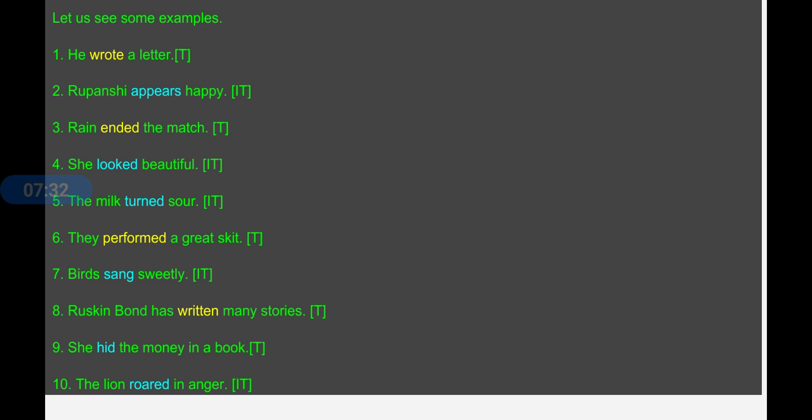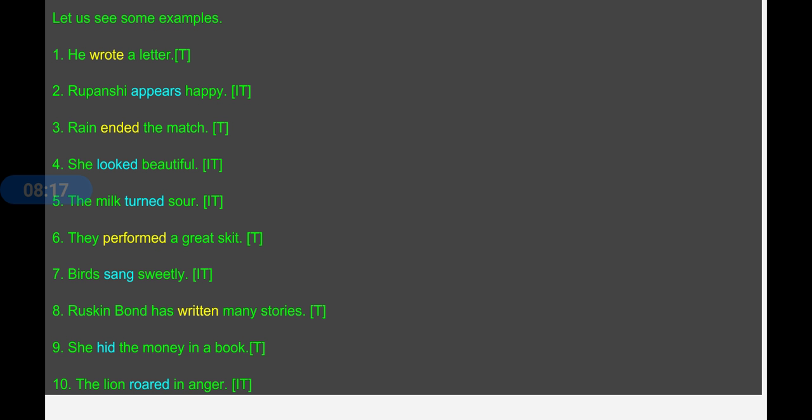They performed a great skit. They is the subject here. Performed is the verb. What did they perform? A great skit. So a great skit is the object and the verb performed is a transitive verb in this sentence. Birds sang sweetly. What is the subject in this sentence? Birds. The verb is sang. How they sang is given here. Actually, it is an adverb. It is not an object. So once there is no object, the verb will become intransitive.